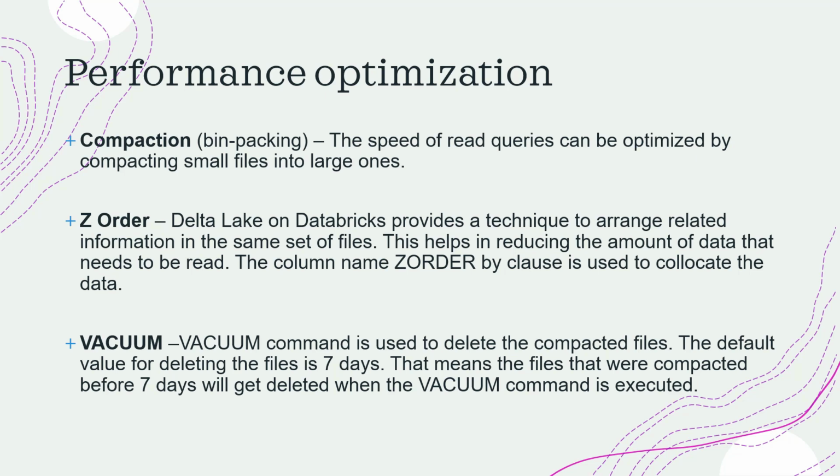And another feature that is there is vacuum. Vacuum is a command that is used to delete the compacted files. I spoke about it briefly in the previous slides: Delta Lake doesn't delete the data immediately. It keeps it to support time travel queries. But if I want to purge that data, then I will use a vacuum command. The default retention for deleting files is 7 days. That means files that were compacted more than 7 days ago will get deleted when we call the vacuum command.